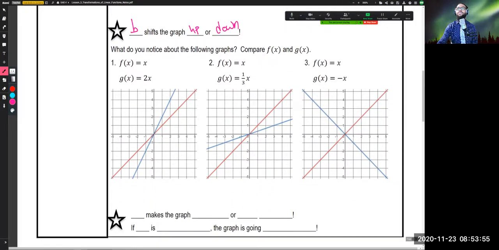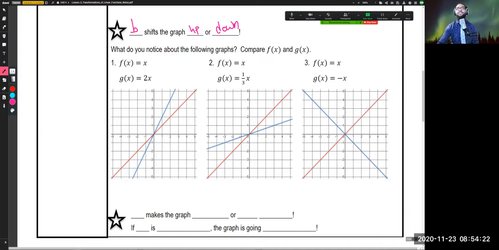This says, what do you notice about the following graphs? Compare f of x and g of x. Once again, f of x is just another way of writing y, and g of x is also another way of writing y. But since we don't want y equals x and then y equals 2x, that would be confusing when we're trying to figure out which equation we're talking about, we're going to instead use f of x and g of x. And then you can put any letter there. It could be h of x, p of x, q of x. Anything could go there.